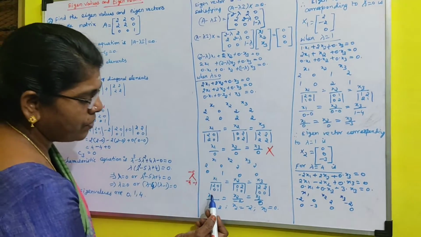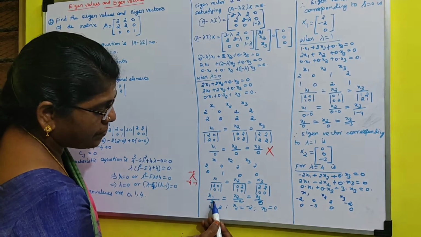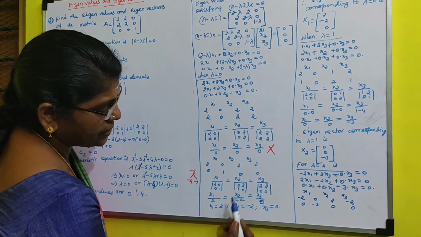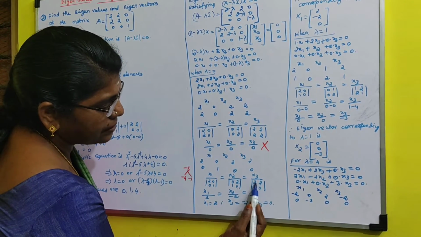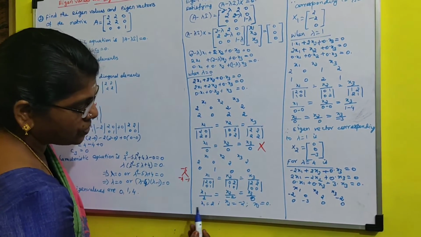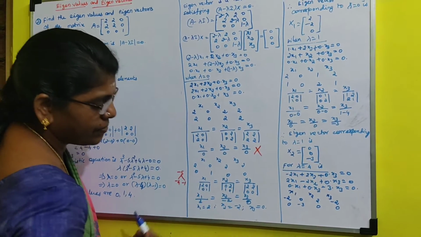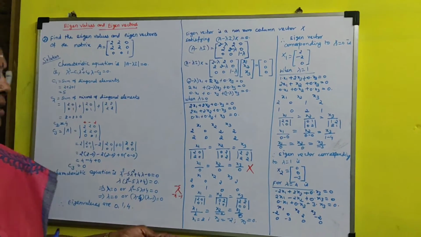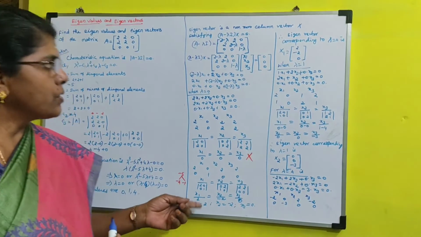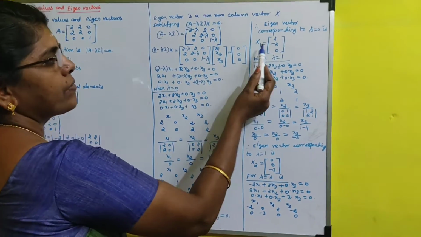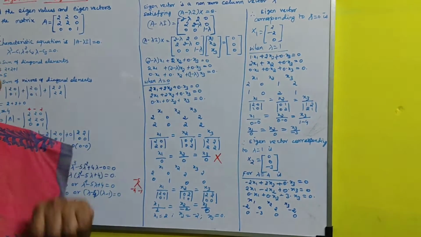Simplifying this, we will have x1 divided by 2 minus 0, x2 divided by 0 minus 2, x3 divided by 0 minus 0. So x1 equal to 2, x2 equal to minus 2, x3 equal to 0. Now we have got a non-zero column vector. So the eigenvector corresponding to lambda equal to 0 is x1 equal to 2, minus 2, 0.